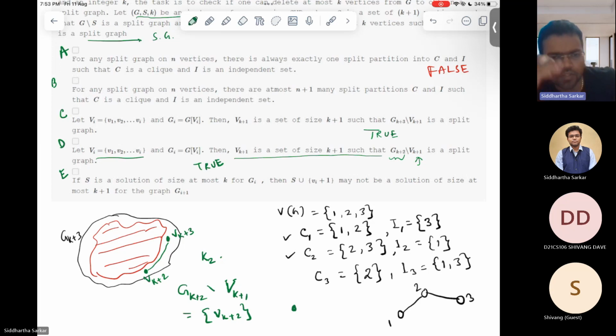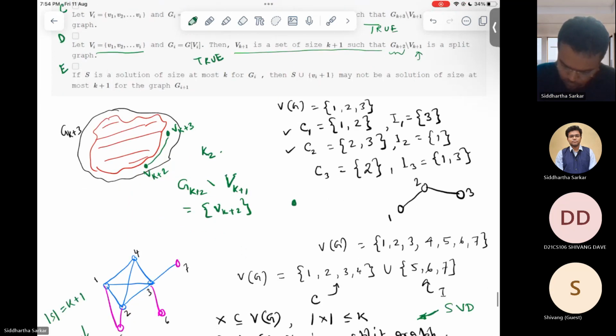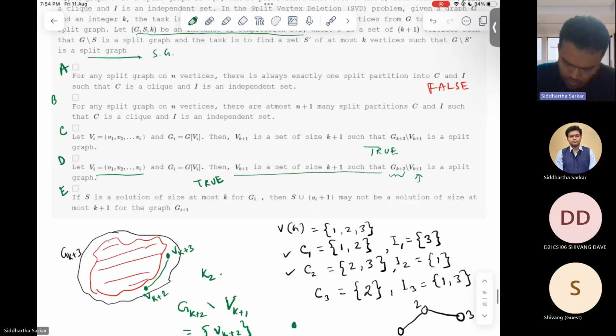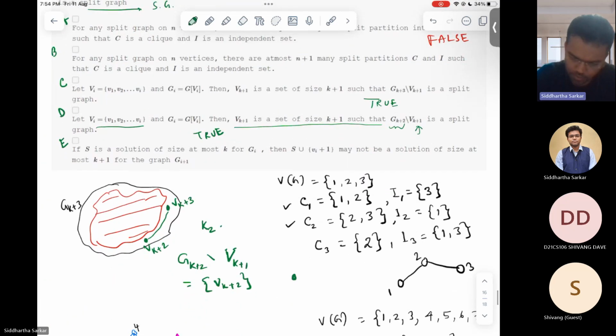So if S is a solution of size at most K for G_i, that means when you are looking at G_i, that is the graph induced on the first i vertices, and there is a set of K vertices whose deletion makes the graph a split graph, then S union v_{i+1} may not be a solution of size at most K plus 1 for the graph G_{i+1}. So what does that mean? Let's just spend a few minutes on this. I'll make some space and write here.